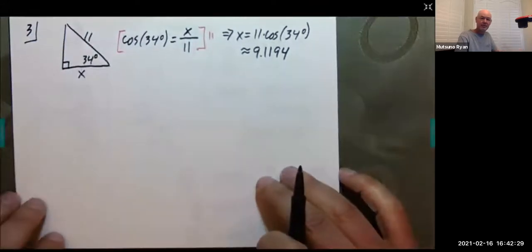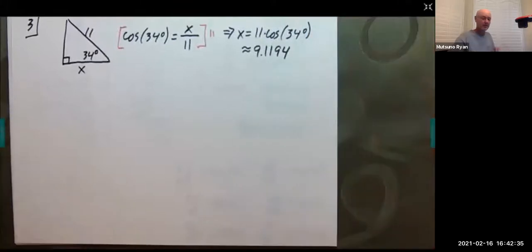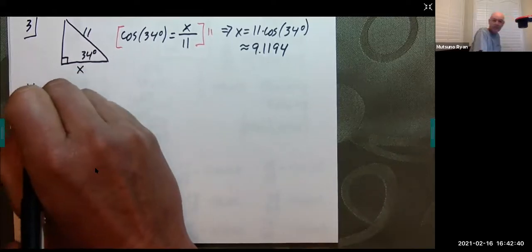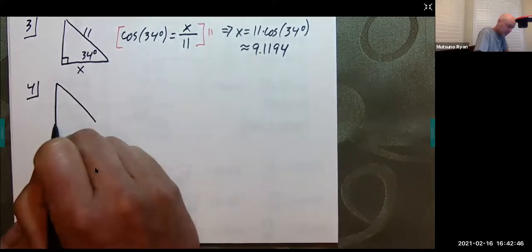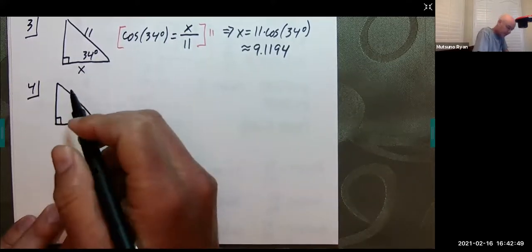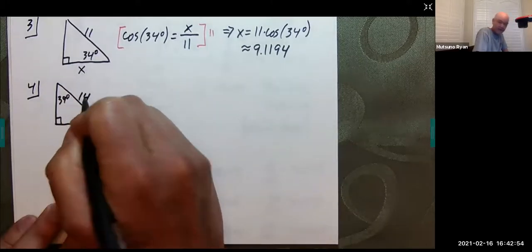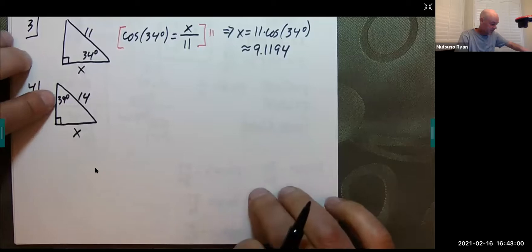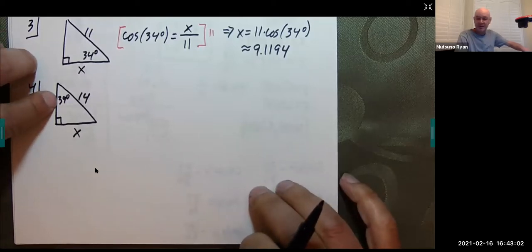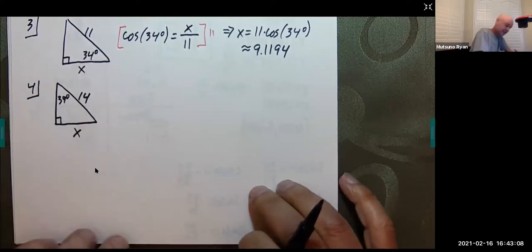Next up. Oh, you know what, we can just go right to there, that's fine. Number 4. We have a triangle here. You see this is 39 degrees. This is 14. This is x, our unknown, what we're looking for. In this case, relative to this angle, I need the trig function that's going to relate the opposite over the hypotenuse. That's going to be sine.